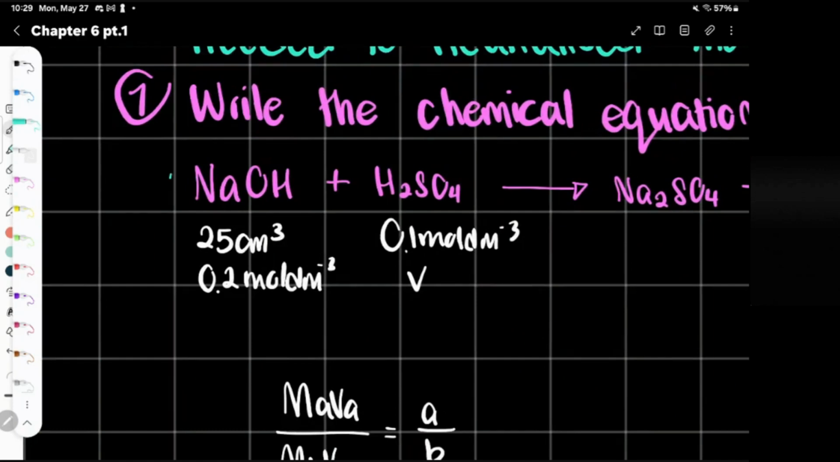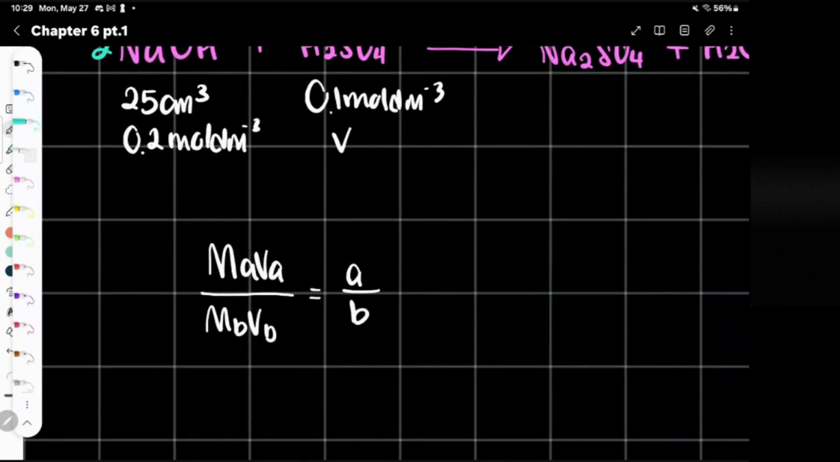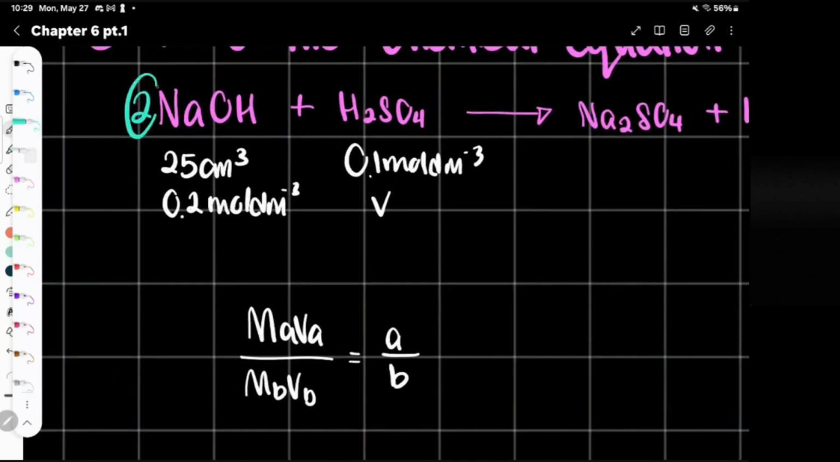Okay, let's say this is 2. Let's say this is 2. So that means the ratio here, let's say this is A, that means the A will be 2. Okay. Oh, I forgot something. Careless mistake. Don't do what I just did.